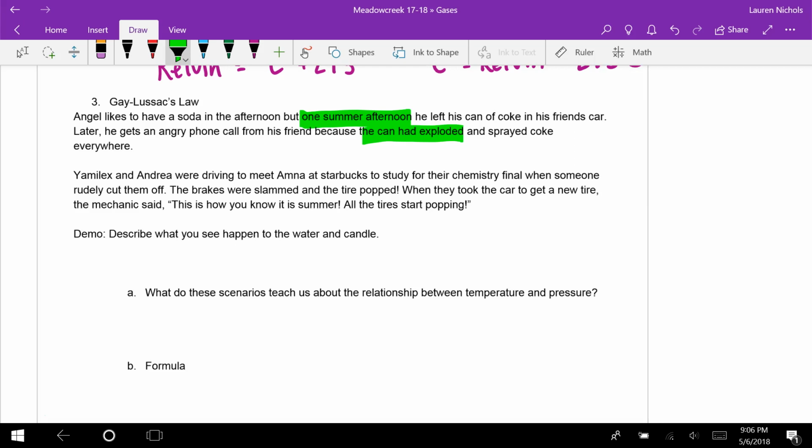And then in our next scenario, it says Yamalex and Andrea were driving to meet Amna at Starbucks to study for their chemistry final. Man, what a good idea that is. When someone rudely cut them off, the brakes were slammed and the tires popped. When they took the car to get a new tire, the mechanic said, "This is how you know it is summer. All the tires are popping." Again, it's summer and tires are popping.